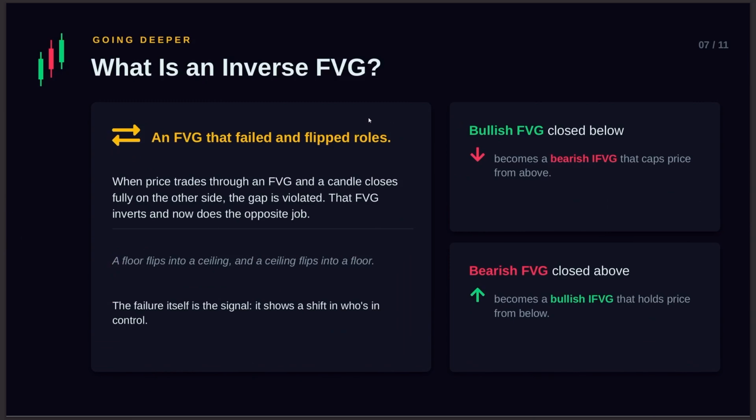So now we go into the inverse fair value gap. What is an inverse fair value gap? An inverse fair value gap is just a failed or flipped role. What happens is price trades through a fair value gap and a candle closes fully on the other side of it, which violates the gap.